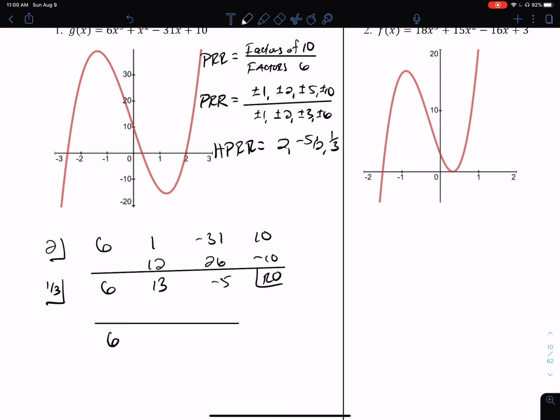Bring the 6 down. 6 times a third is 2. 13 plus 2 is 15. 1/3 of 15 is 5. Well, that worked out.